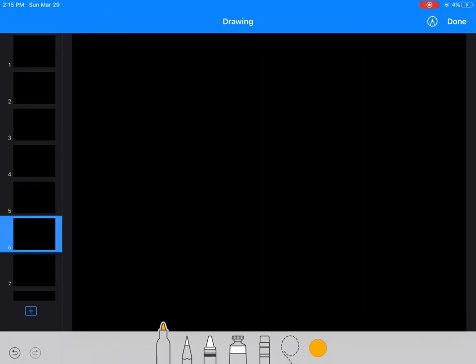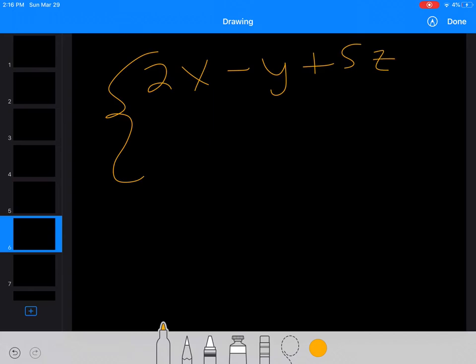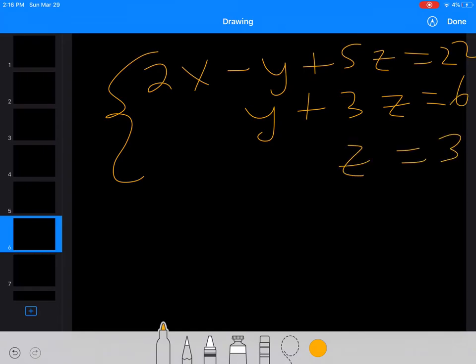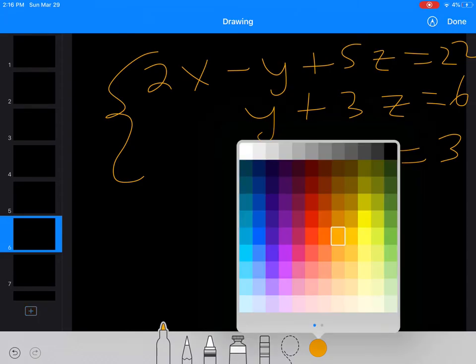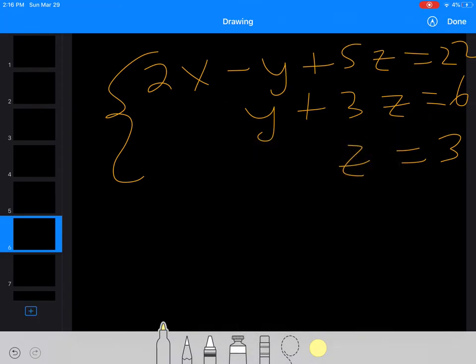Let's look at another one. So let's try this one. 2x minus y plus 5z equals 22. I have y plus 3z equals 6, and z equals 3. So what I want you to do here is pause the video and see if you can get the solution here.